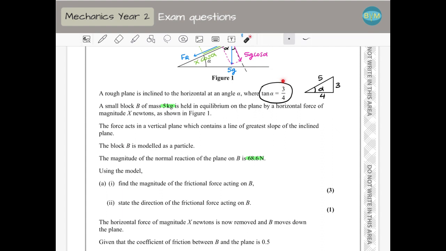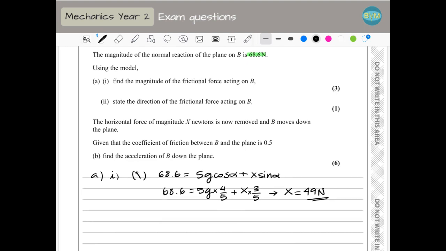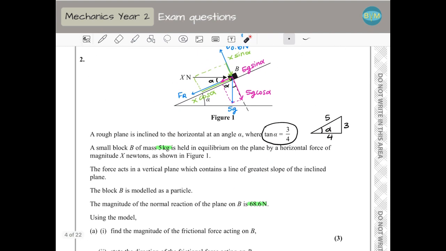So instead of doing tan minus 1 and then using that number, it's much better to have this. So cos alpha is 4/5, times 4/5, and sine alpha is 3/5, and this is 68.6. And from here, the only unknown that you have is x, and x is 49 newtons. Just solving that.